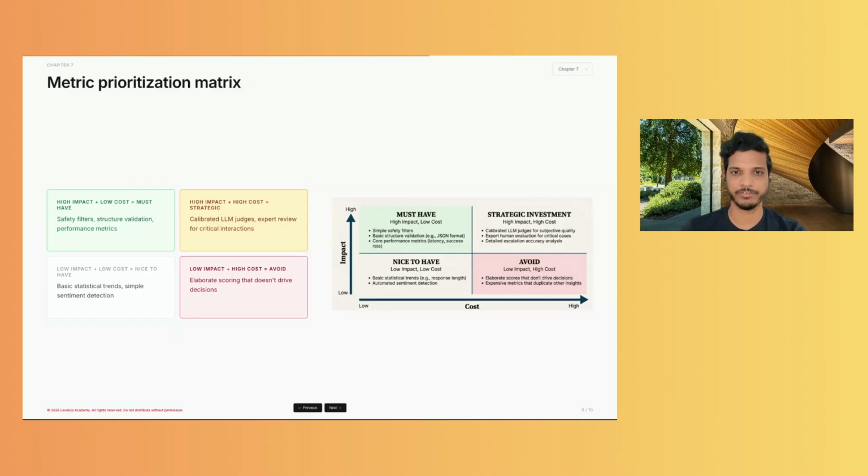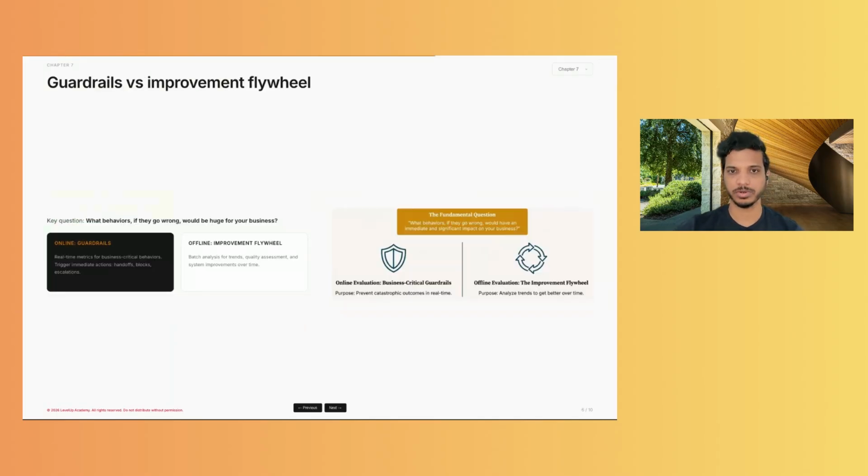So those are the kind of category of metrics that go into the rightmost top quadrant, which is a strategic investment, where you are thinking long term about how you bulletproof your application even further, and that is the kind of metrics you need to be thinking about. Cool. So let's discuss a third category, which was the offline and online evaluation.